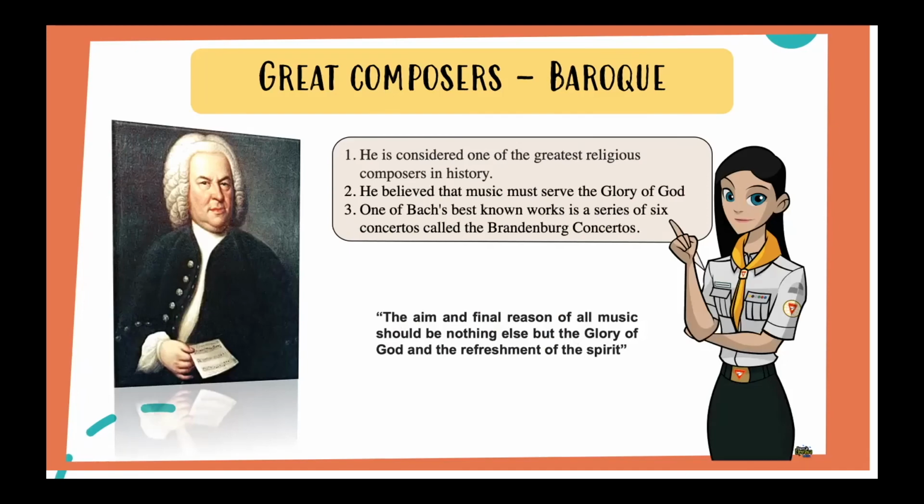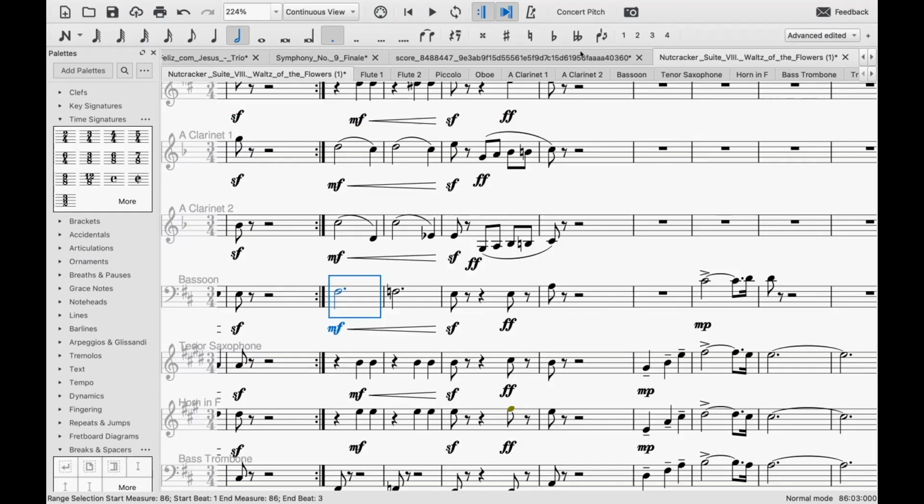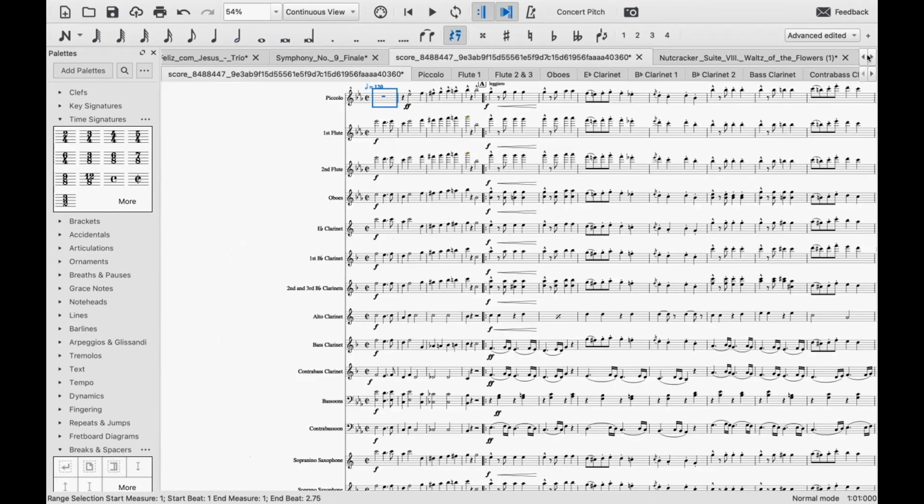And then we have George Handel, who composed his first opera at the age of 20, and he started to compose this type of music called oratorio. One of the most famous ones is the Hallelujah, right? The Alleluia of Handel. So I have it here. I'm just going to show a little part of it.